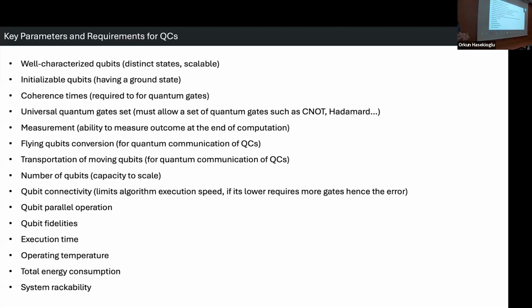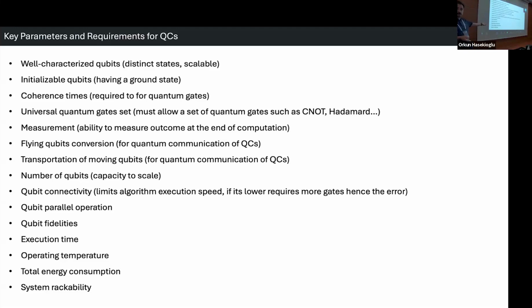Then you need qubit connectivity. This is another thing. If you have very fast electronics and you want to change the phase, etc., or gate operation in a system, then your system needs to have this speed also, and you might need some qubit parallel operation, fidelities, execution time, operation temperature. It depends on your system. Superconductors require very low temperatures, for example, and total energy consumption.